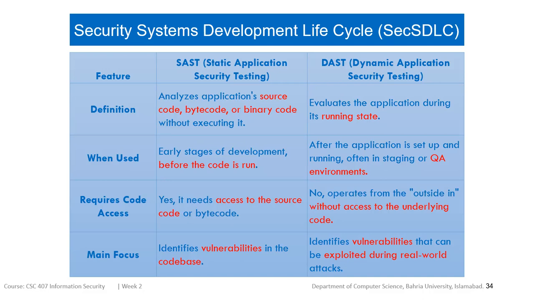So at the early stage of development, before the code is run, when you are developing, you are going to use static application security testing. After the application is set up and running, often in a stage or quality assurance environment, you are going to perform dynamic application security testing. Okay, so code evaluation is done during static application security testing.